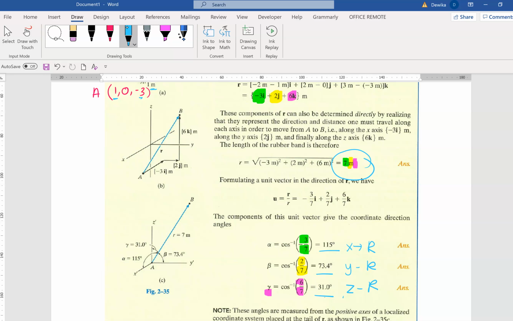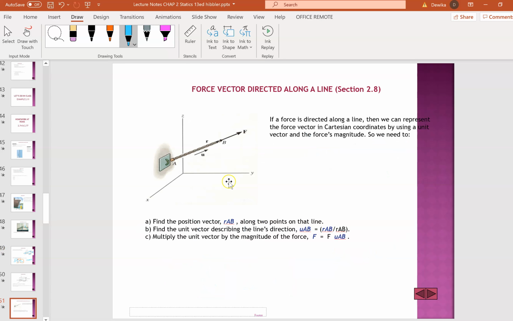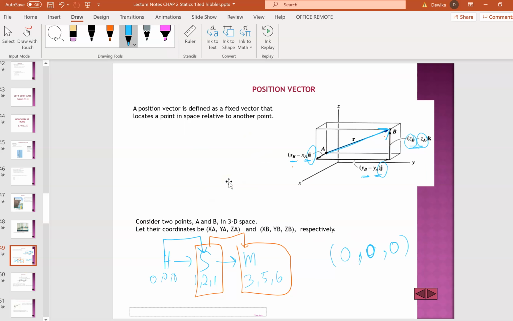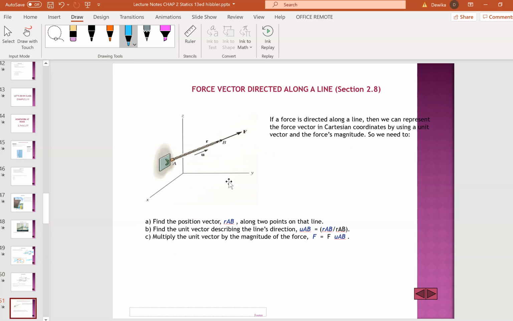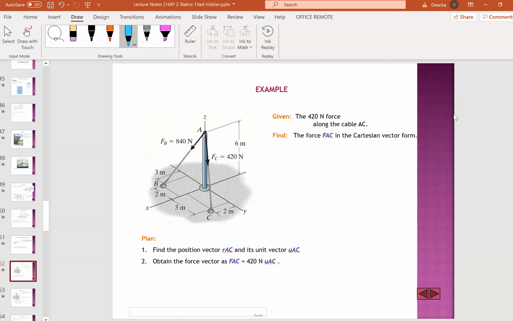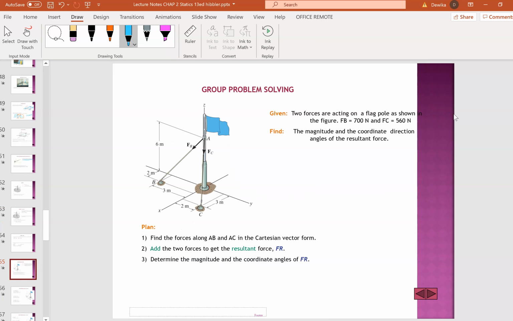Okay, now I'm going to move on to 2.8 from your textbook. Okay, let's see. 2.8, we have done this, the position vector. Force vector directed along a line. So if a force is directed along a line, then we can represent the force vector coordinates by using the unit vector and the force magnitude. Let me guide you with an example of what this topic means.